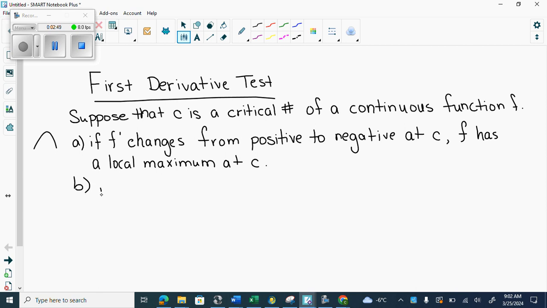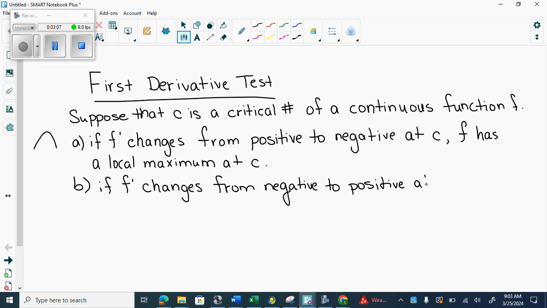Vice versa, if f prime changes from negative to positive at C, f has a local what? Negative to positive at C. Has a local what? Local minimum.